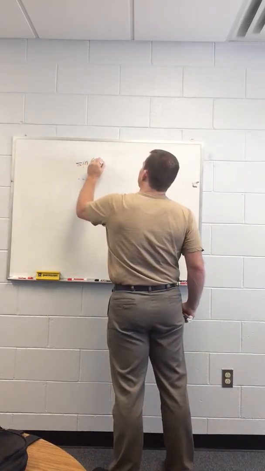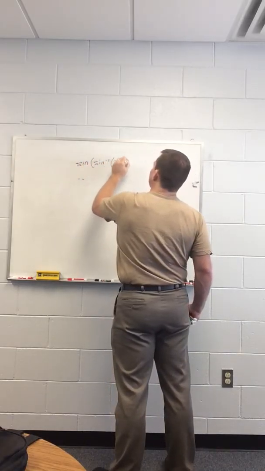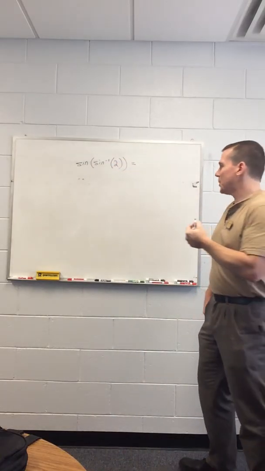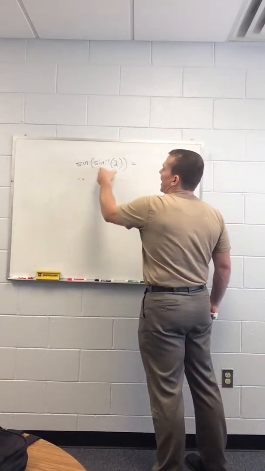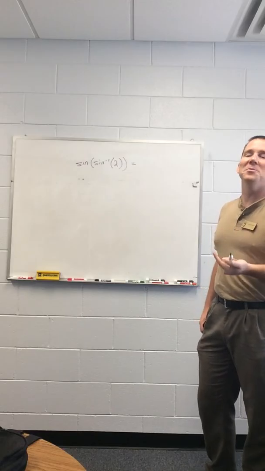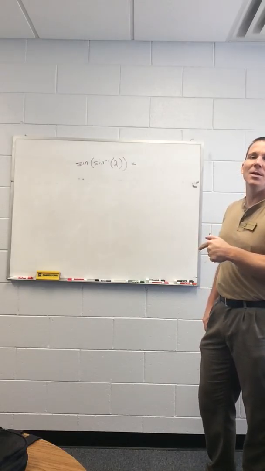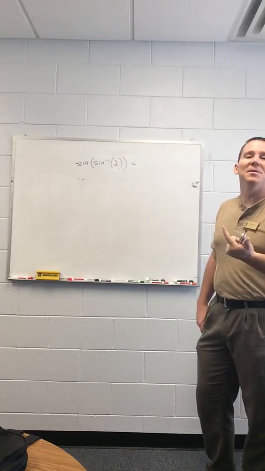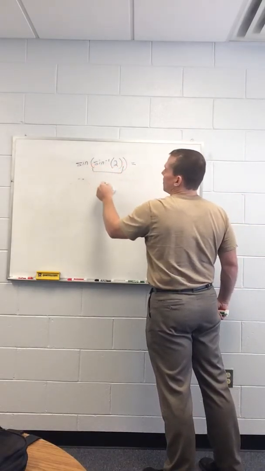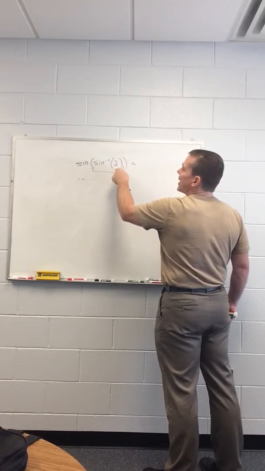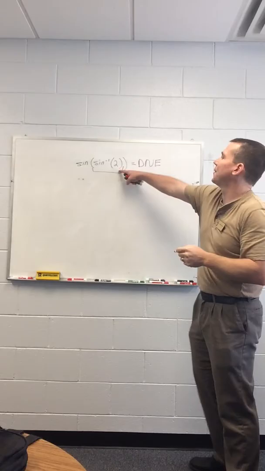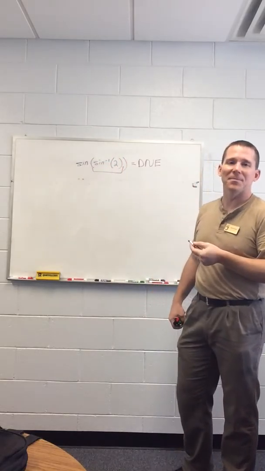Suppose I have sine of sine inverse of 2. Well, we start on the inside. What's sine of sine inverse of 2? What's sine inverse of 2? What angle gives me a sine equal to 2? Well, sine is only defined from negative 1 to 1, which means this doesn't actually work. There's no angle that will give me that sine, which means this does not exist. Because there's no angle that can do that, we can't solve the rest of it.